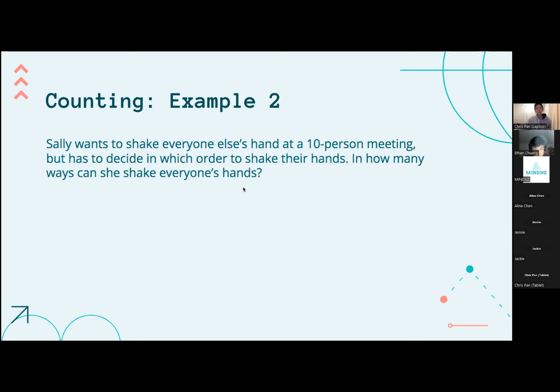So here's our second example. Sally wants to shake everyone's hand at a 10-person meeting, but has to decide in which order to shake their hands. In how many ways can she shake everyone's hands? I mean, how many different orders can she do it in? I guess I'll give you guys another 3 minutes to try this one.